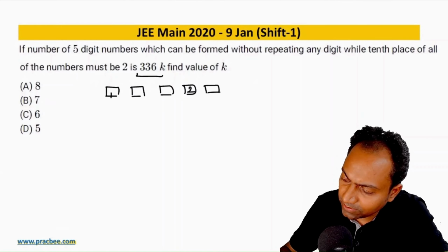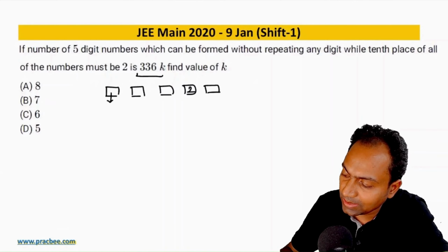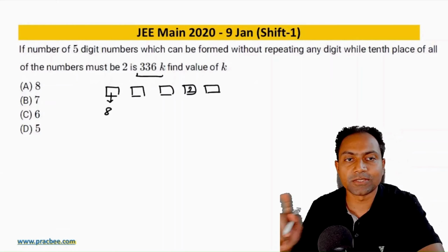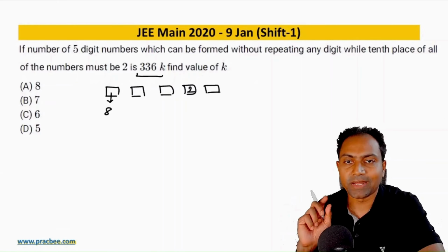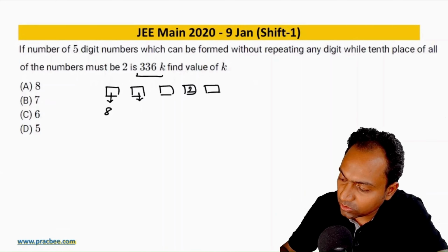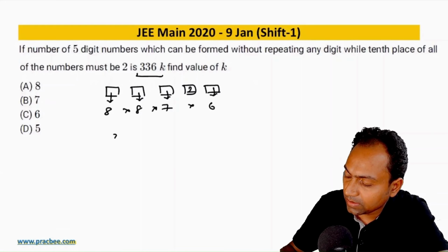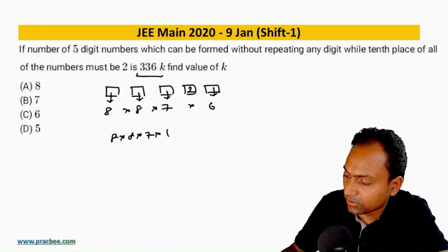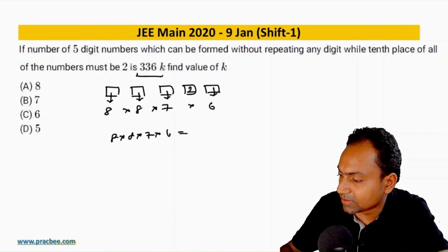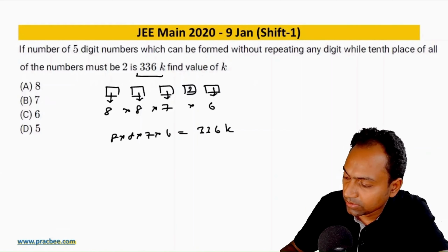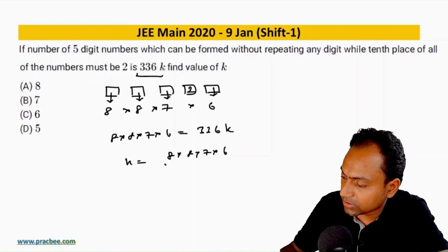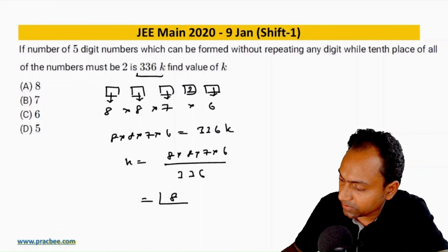Now you can see that the first place can be filled using 8 digits, that is except 0 and 2. So there are 8 digits. Now here we can fill 0, so again we will have 8 options. This can be filled using 7 options, and this can be filled using 6 options. So my answer is 8 into 7 into 6. Now what they are saying is this is equal to 336k. So k is nothing but 8 into 7 into 6 divided by 336, and if you simplify this, it comes out to be 8.